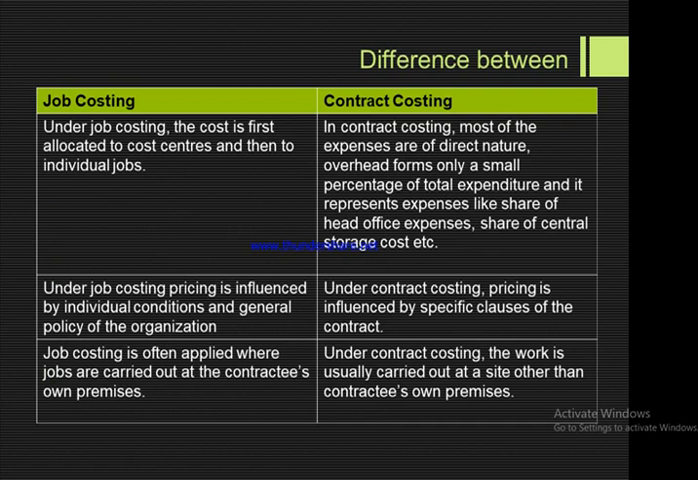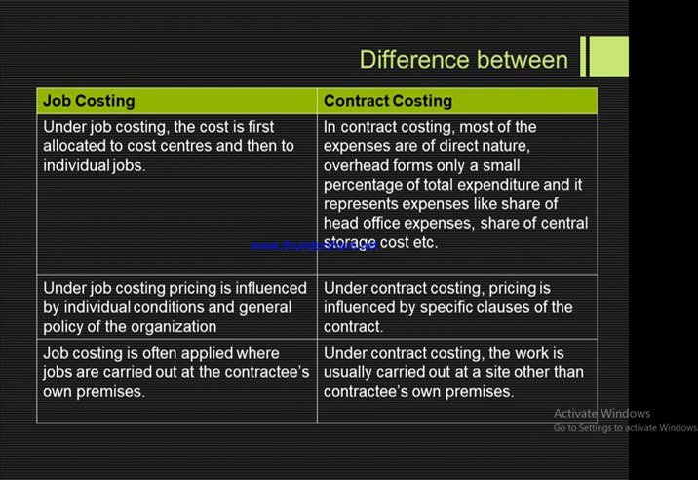Now a point of difference we need to understand is between job costing and contract costing. When you look into job costing, under job costing the cost is first allocated to cost centers and then to individual jobs.